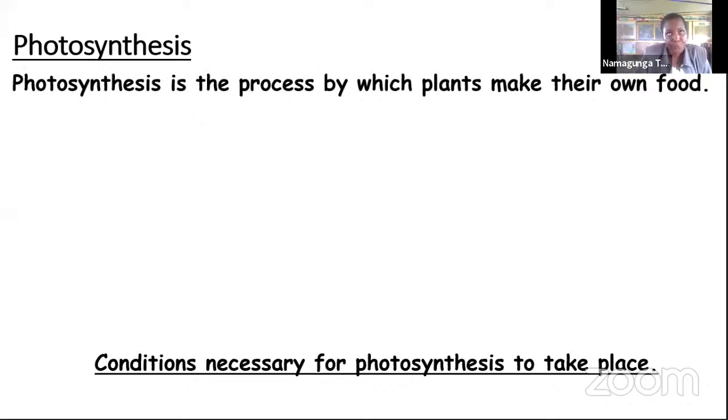Photosynthesis, you know, plants, leaves, they make food for the plant. And when they are making food for the plant, there are some other things which are needed. It cannot make food without them. Let me talk about the conditions. These must be there when these leaves are making food.